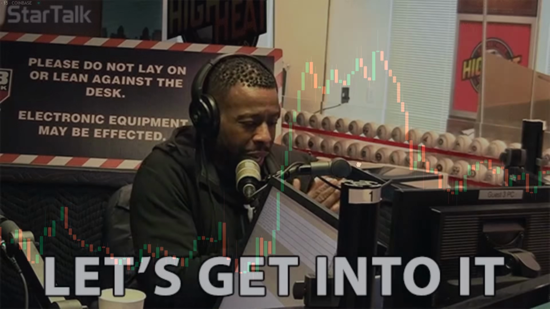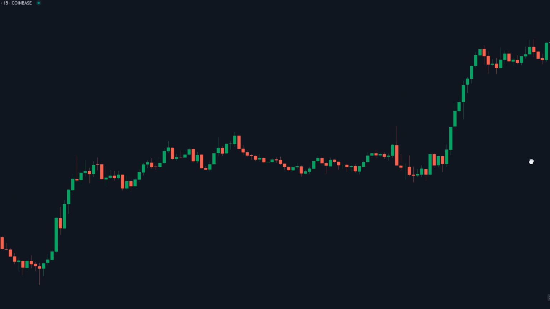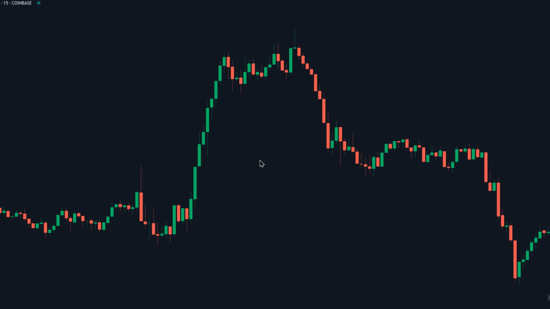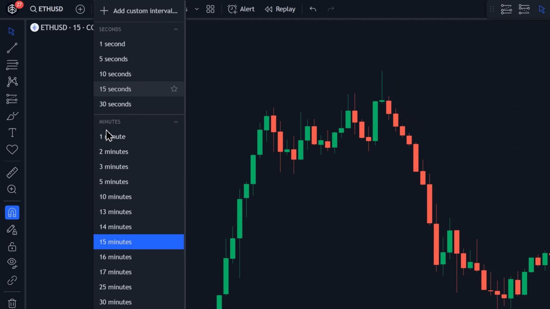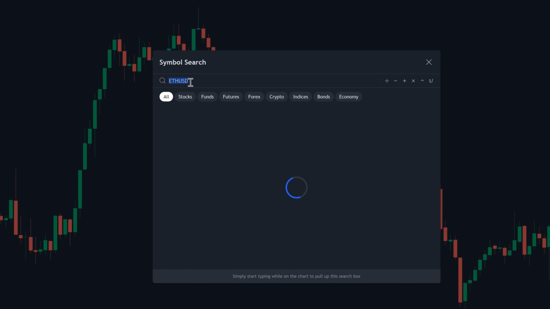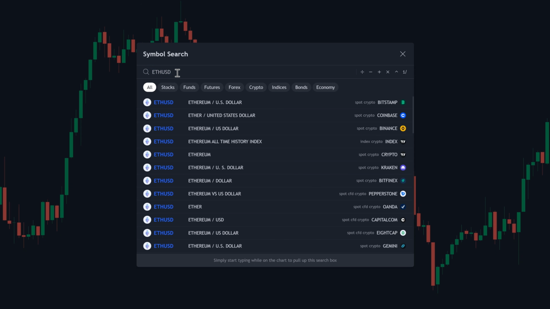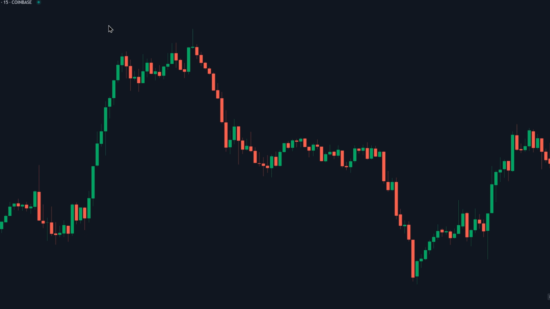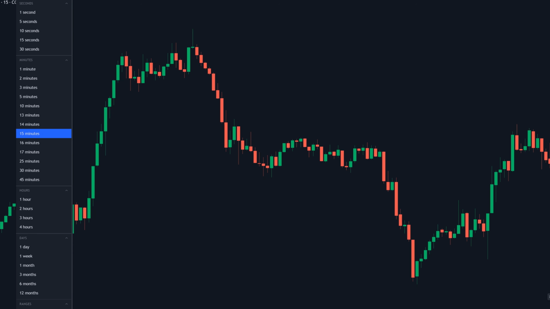Let's get into it. Now, let's begin by adding all the indicators needed for this strategy. To do that, you want to load the 15-minute time frame of Ethereum against the US dollar. But you're not going to be limited to this, because this strategy can actually work on any trading security as long as the time frame is 15 minutes or under.